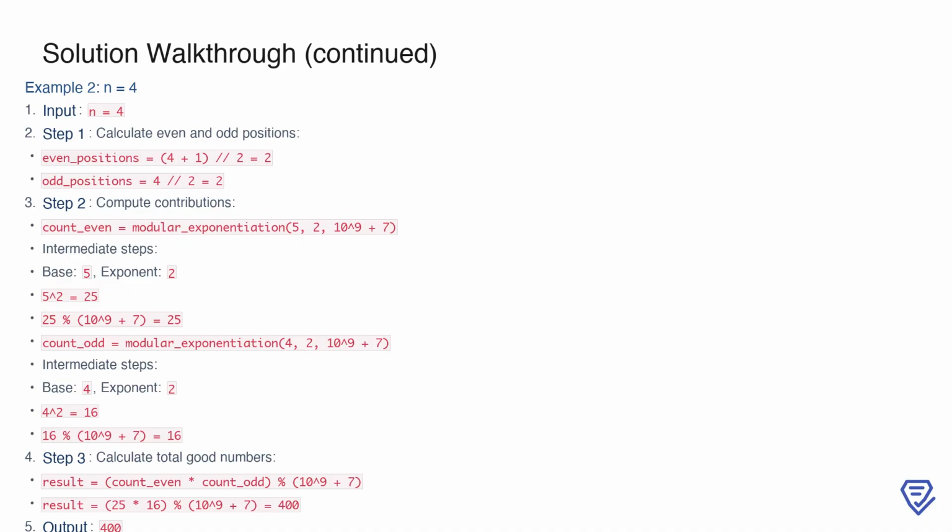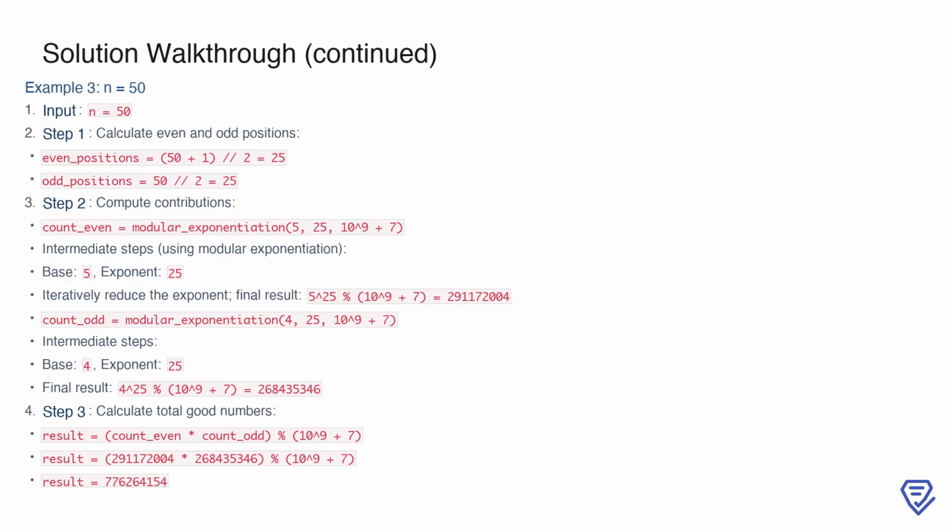For the odd positions, we calculate 4 raised to the power of 2 modulo 10^9 + 7. Similarly, 4 squared is 16, and taking modulo 10^9 + 7 again leaves the result as 16. Multiplying these together gives 25 * 16 % (10^9 + 7) equals 400. Hence, there are 400 good numbers when n is 4.